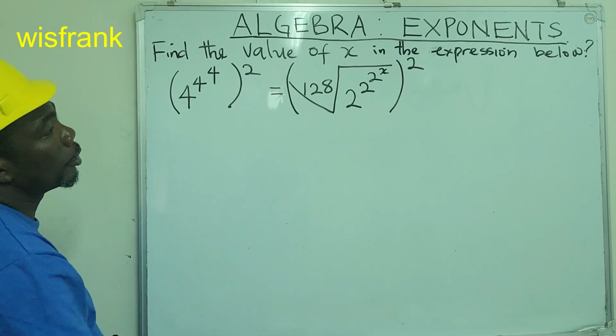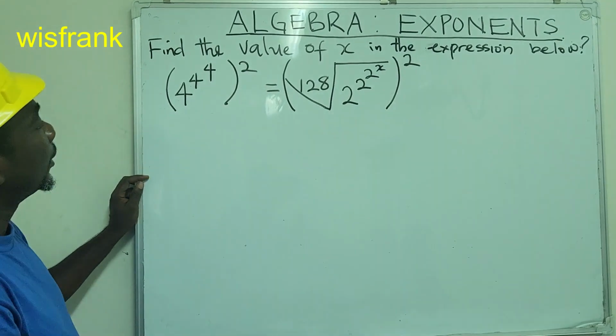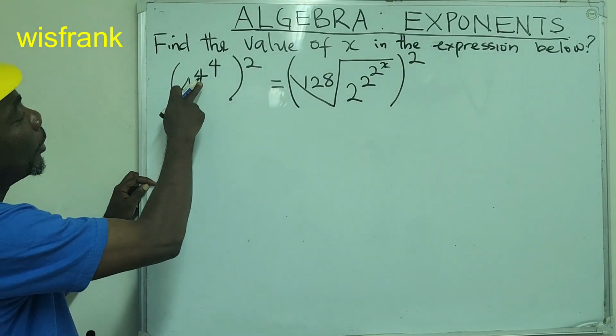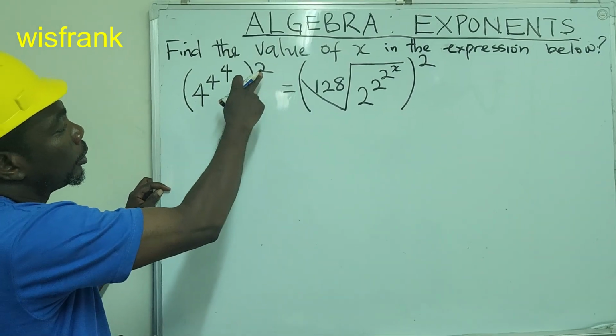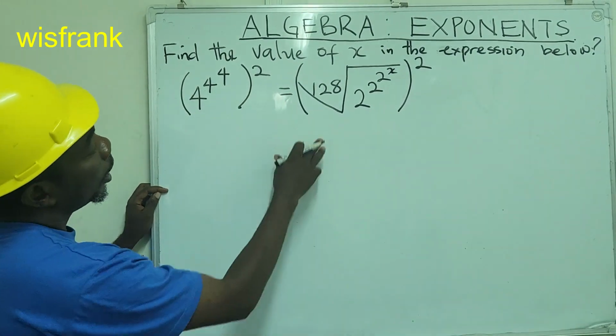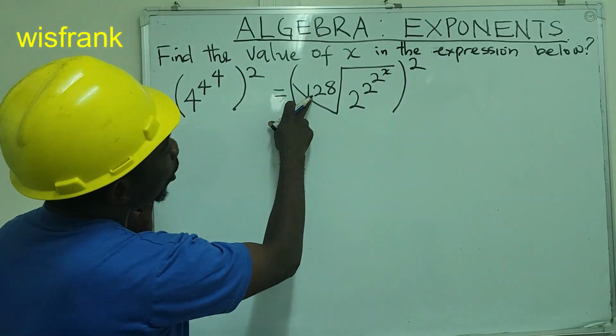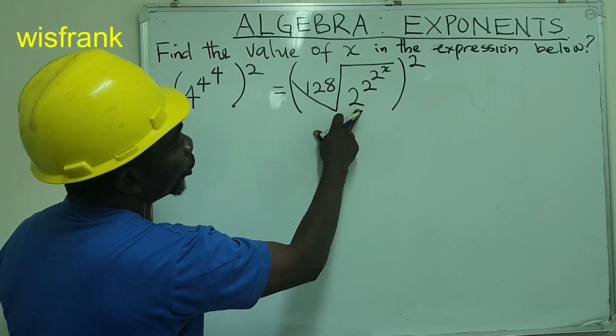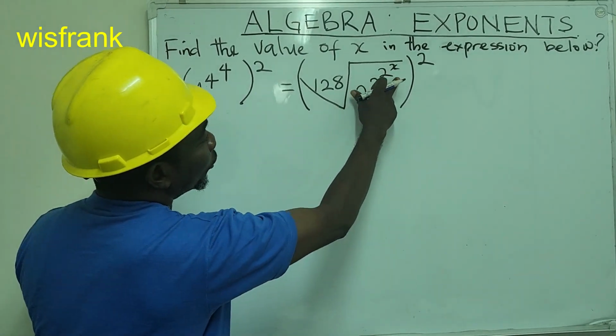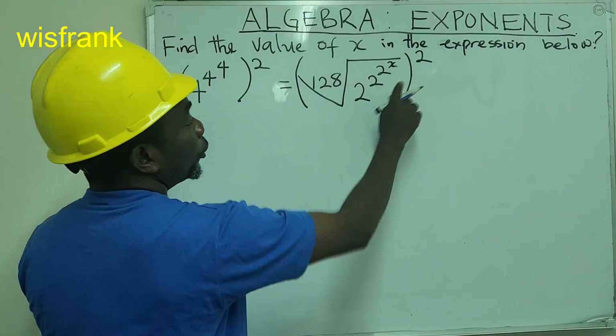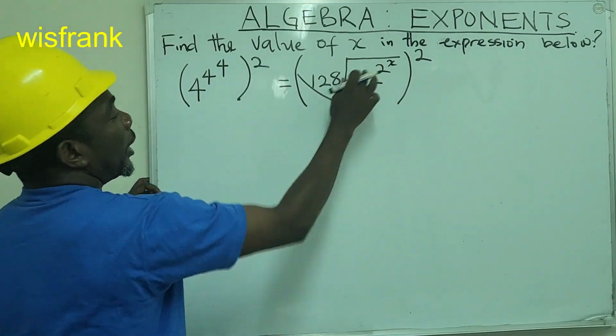Today we are looking at this question that says: find the value of x in these exponential equations. It says 4 to the power of 4 to the power of 4, all to the power of 2, equals 128 root 2 to the power of 2 to the power of 2 to the power of x, all to the power of 2. We are looking for the value of x.